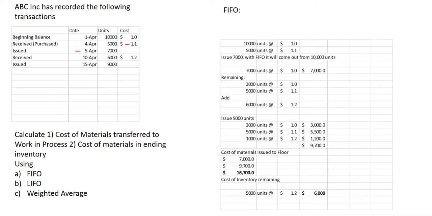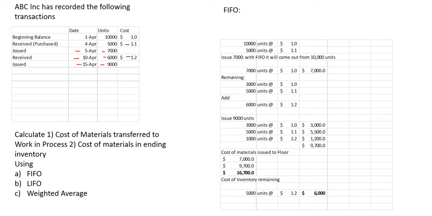We issue on the 5th of April 7,000 units of materials to the production floor. We then receive another batch of 6,000 at the cost of $1.2, and then we issue another 9,000 units to the production floor, to work in process.